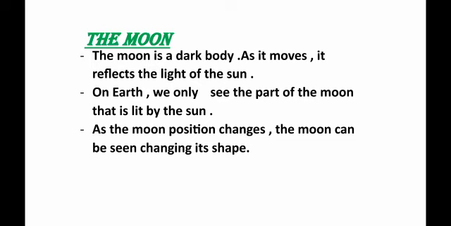As the moon's position changes, like the picture we have seen, the moon can be seen changing its shape. But in fact, it doesn't change its shape. We only see the part which is lit by the light of the sun. That's why we see the moon as if it is changing its shape. But in fact, we only see the part which is lit by the light of the sun.